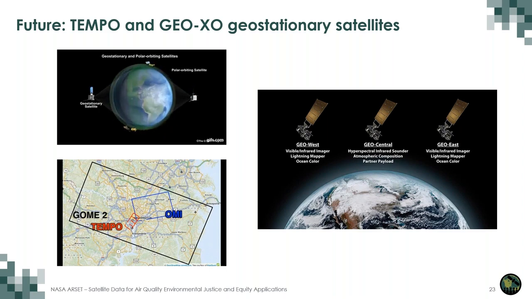And we need to be thinking about the next generation of satellites beyond TEMPO as well. NOAA is hard at work developing the next generation of an atmospheric composition satellite that they call GeoXO. And it's important for us to be supporting this satellite so that we can ensure that the satellite record continues and we have the information that we need to track and address air pollution injustice.